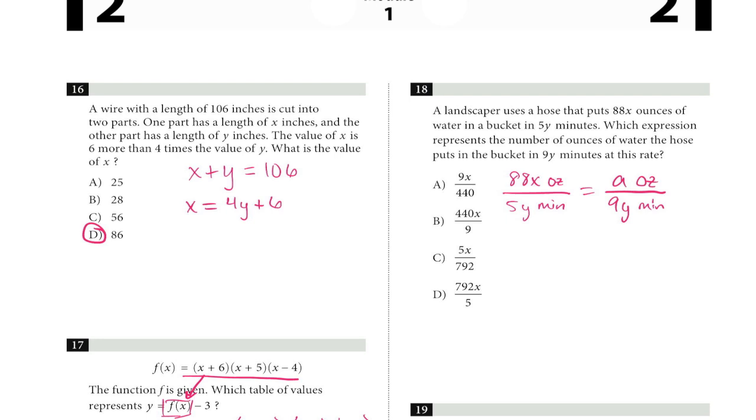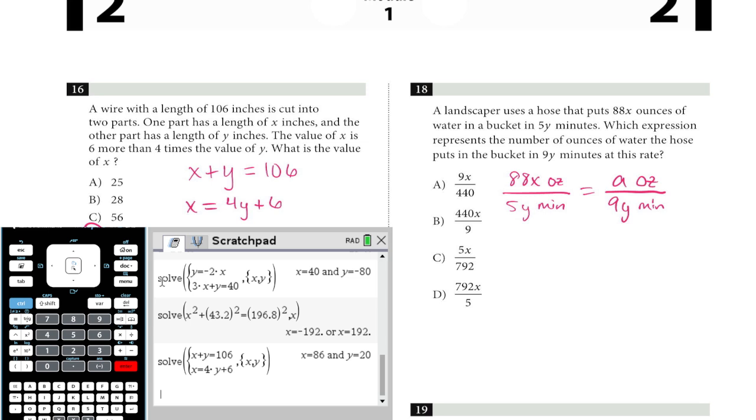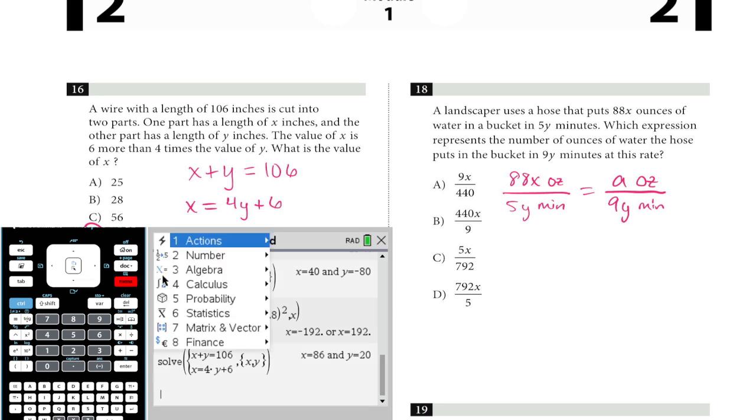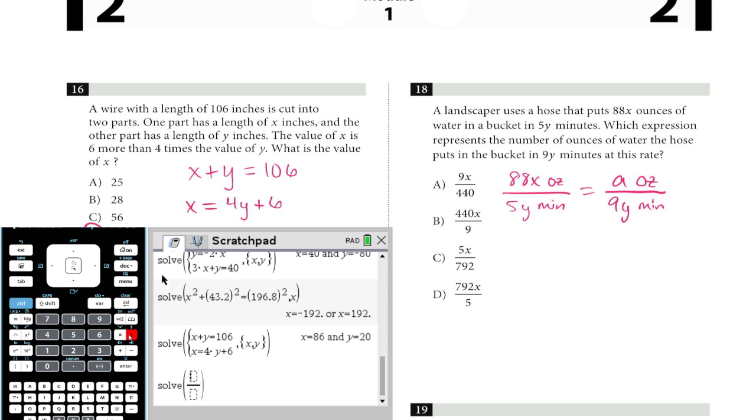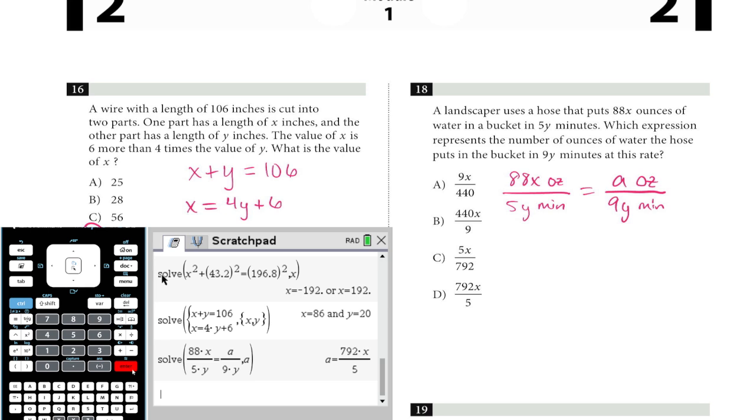So again, we can pull up our calculator because I have an equation, and I can solve for my one letter A. So menu 3, 1, control divide. So it's going to be 88x over 5y should equal A. Didn't do control divide, so we'll do control divide A over 9y. And we're going to solve for A. So A equals 792x over 5. Answer's D.